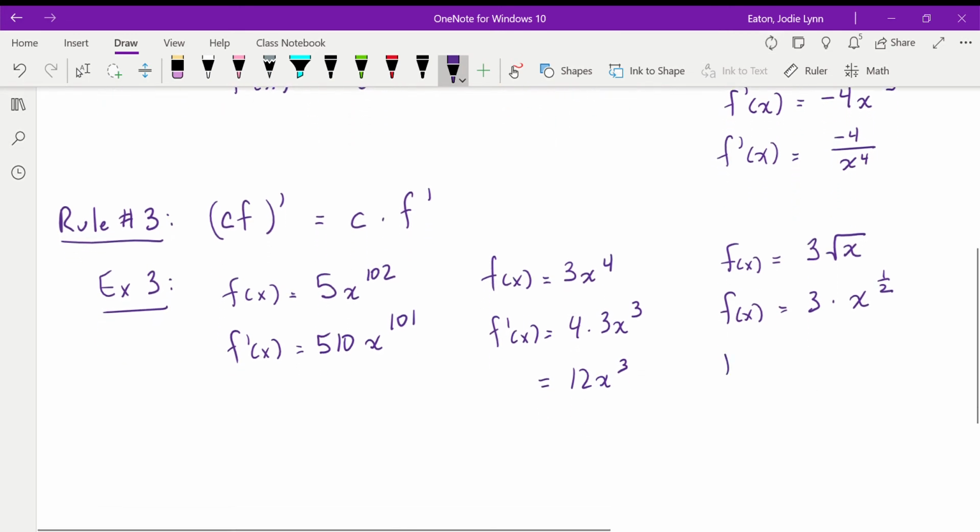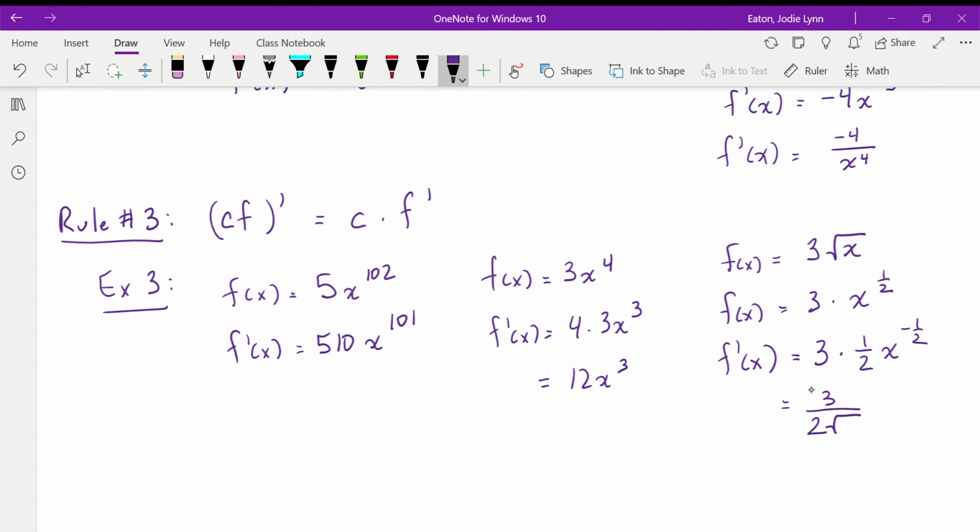And so f prime of x equals 3 times, well, we're going to multiply times 1/2, and we're going to drop the power by 1. So 1/2 minus 1 gives us negative 1/2. So 1/2 x to the negative 1/2. And if we want to rewrite this a bit more neatly, it would be 3 over 2 radical x. Okay, so notice the negative 1/2, because this is now a negative power, the radical x goes in the denominator. Okay, and the 3/2 is just multiplying the 1 over radical x.